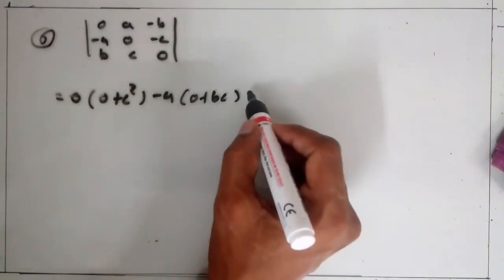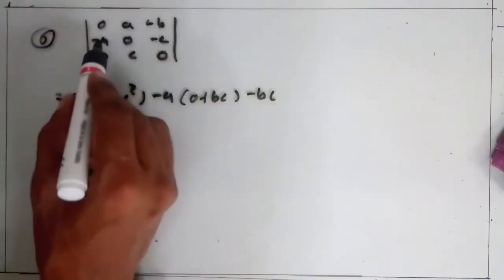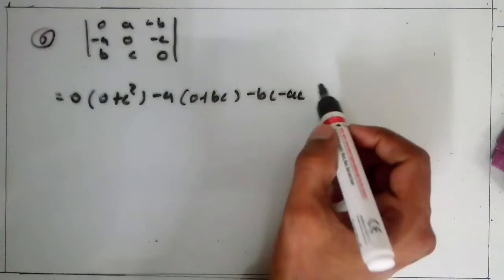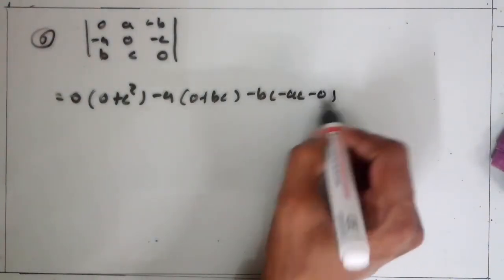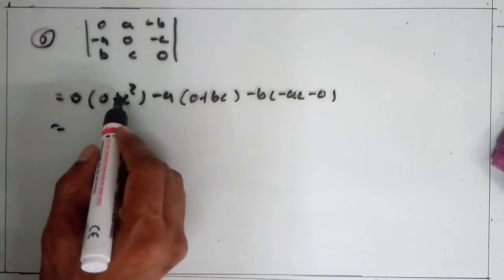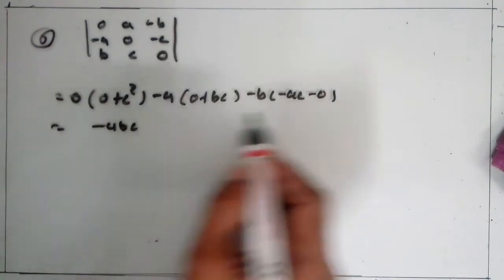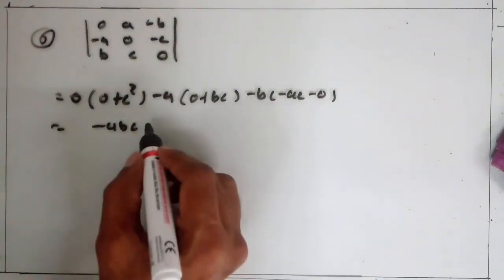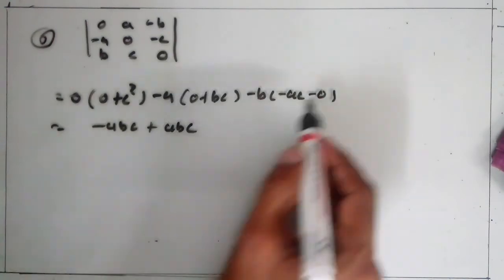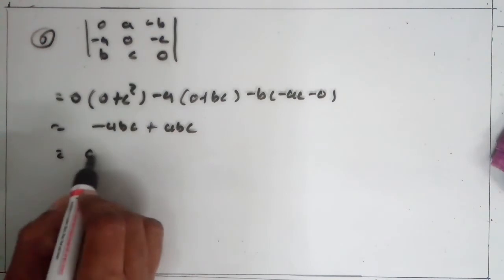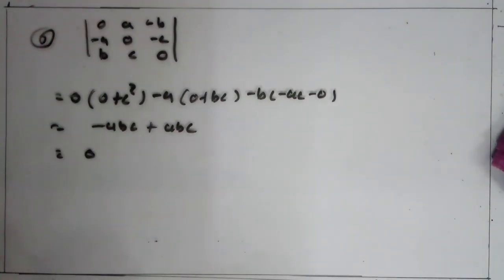Clear? Minus B into the product of these two minus the product of these two, so minus AC, and the product of the other two becomes 0. So 0 into any number becomes 0. Minus A taken inside, so we get minus ABC. Minus B taken inside, so minus minus plus ABC into 0 becomes 0. So minus ABC plus ABC becomes 0. Clear? So this is how to get the value of the given determinant equal to 0. Remember this.